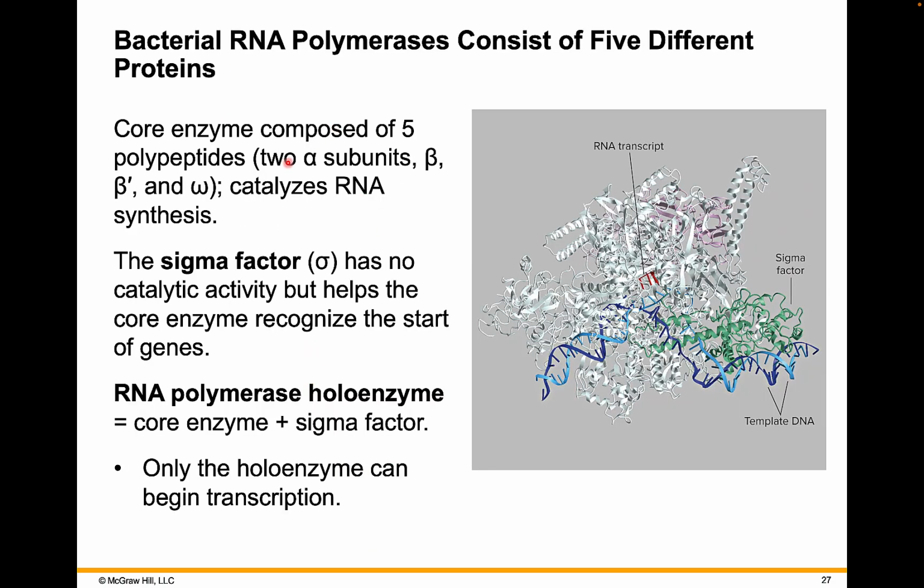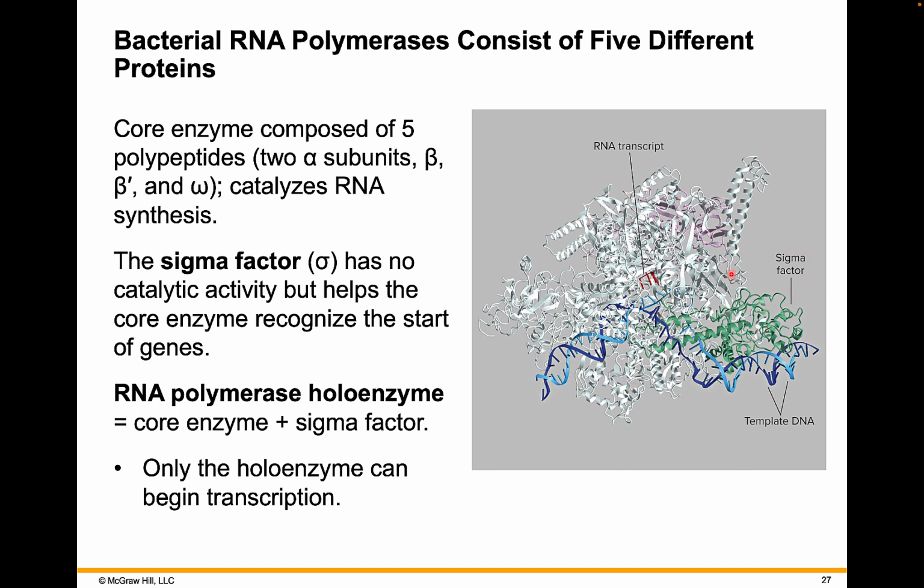So let's talk about the bacterial RNA polymerase. It contains 5 different proteins. The core is composed of 5 polypeptides: 2 alpha subunits, a beta, a beta prime, and an omega. There is also a sigma factor attached to it. The sigma factor by itself doesn't have any catalytic activity, but helps the core enzyme recognize the start of the gene. The RNA polymerase holoenzyme is the core enzyme, 2 alpha, beta, beta prime, and omega, plus the sigma factor.